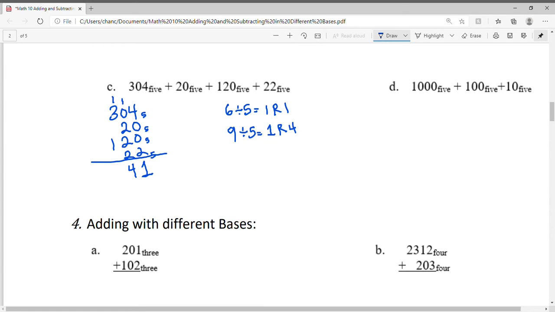And then we'll add the last column, 1 plus 3 plus 1. Well, that's 5. 5 divided by 5 is 1 remainder 0. So we get a 0 here, and I'll have to carry that 1 over. So this is our answer. We have 1041 base 5.